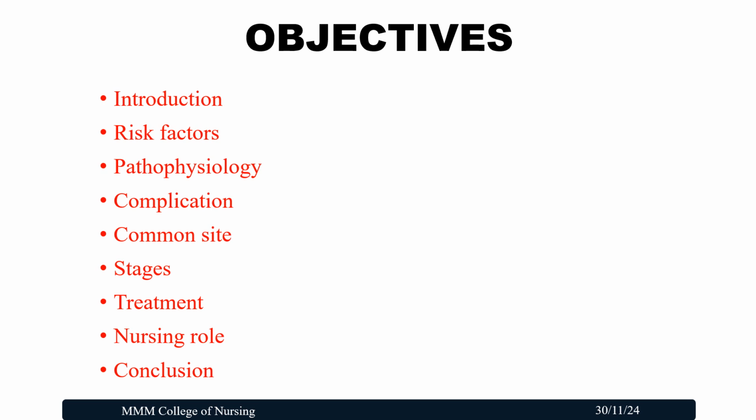Let's see what objectives we are going to discuss in this session. The first one is the introduction to the care of pressure ulcer and the risk factors for patients getting pressure ulcer, and pathophysiology, complications and the common sites of the pressure ulcer, and the stages of the pressure ulcer, which involve four stages, the treatment plan for the pressure ulcer and the nursing role in pressure ulcer. Finally, coming to the conclusion.